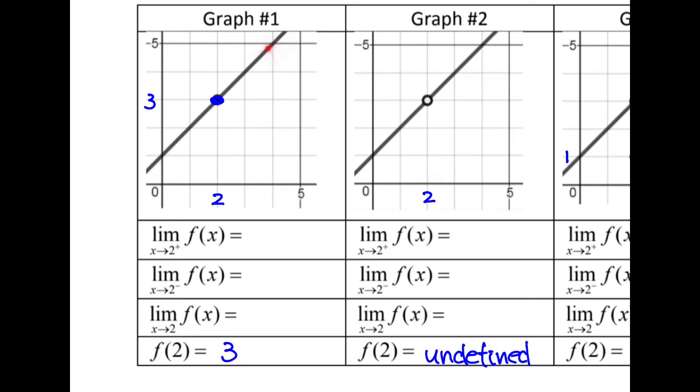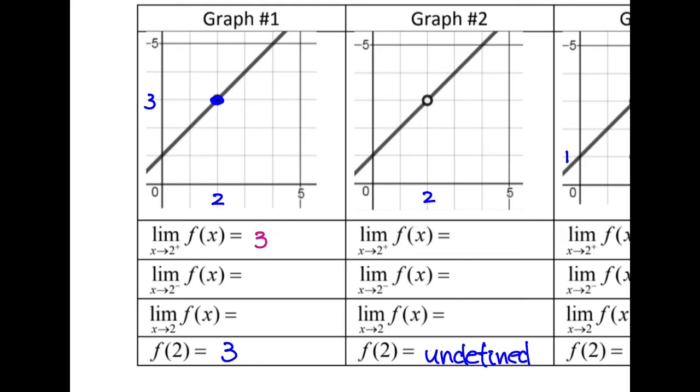And as you are getting closer and closer to 2 from the right-hand side, your y value goes from 5 and 4, and now it becomes 3.5, 3.2, 3.1. So as x approaches 2, y is getting closer and closer to 3. So we write down 3.